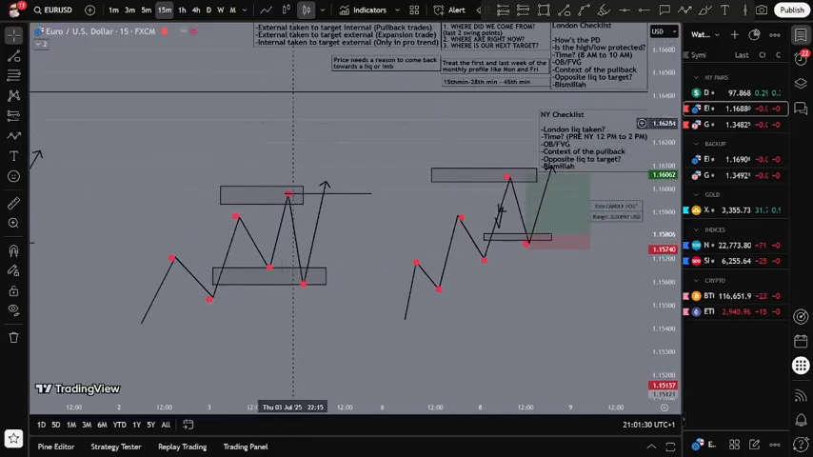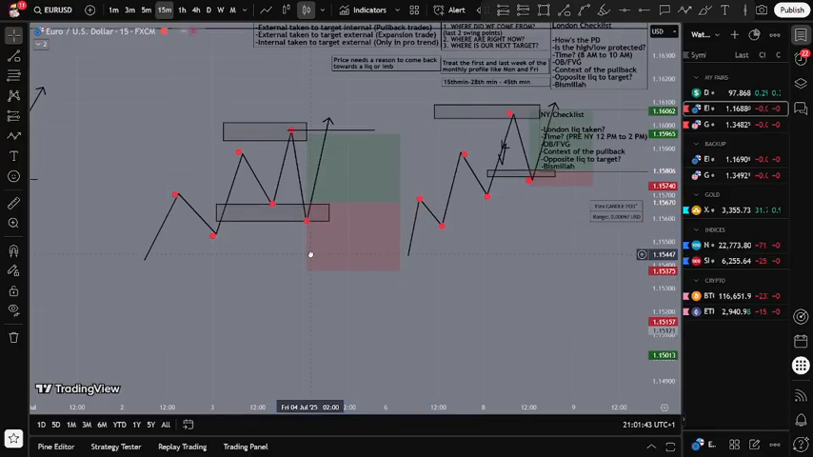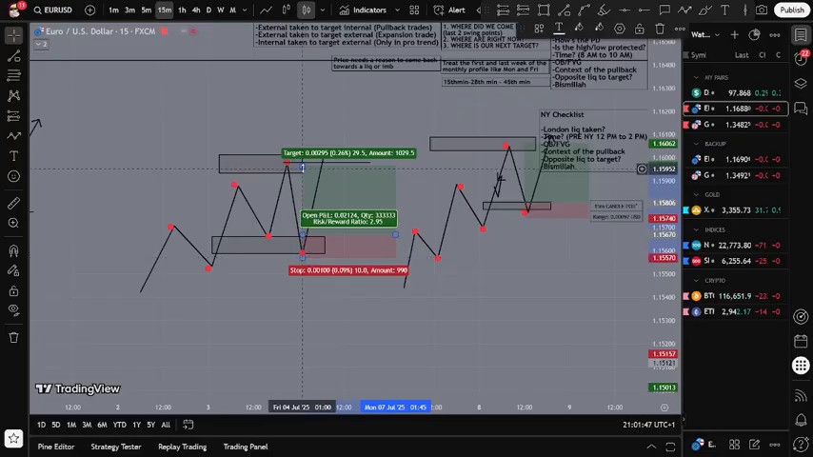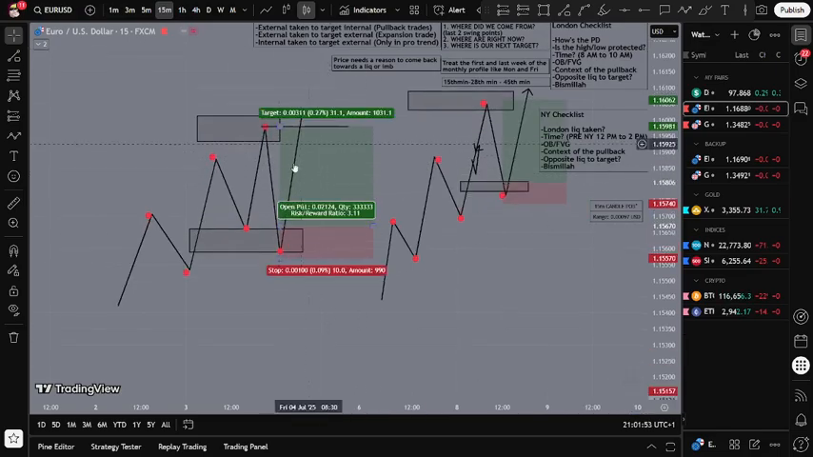Second one, external taken to target external expansion trades only. So here, let's say price has taken some sort of external, right? And then it gives you some entry model here, and then you can set your full stop loss on the other external. This is where price gives you high risk to reward, so make sure you capitalize on this.